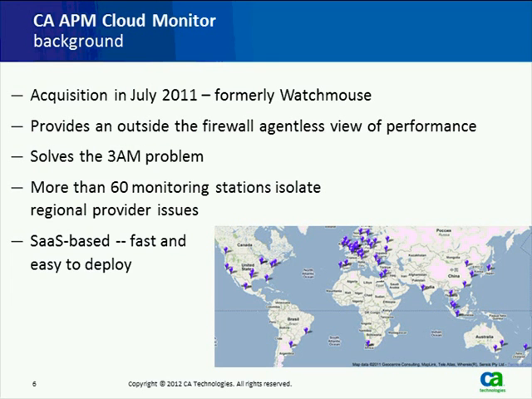It solves that dreaded 3 a.m. problem where nobody's using the application, and when you come in at 8 o'clock in the morning to open up shop and start work, that's when you find out that the application's down. So using a solution like APM Cloud Monitor allows you to continue to access the application through the monitoring stations when nobody else is there. And then obviously, with that number of monitoring stations, you can use that as another mechanism to help isolate regional problems.